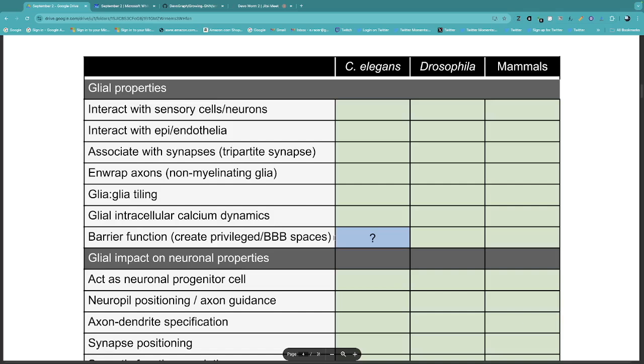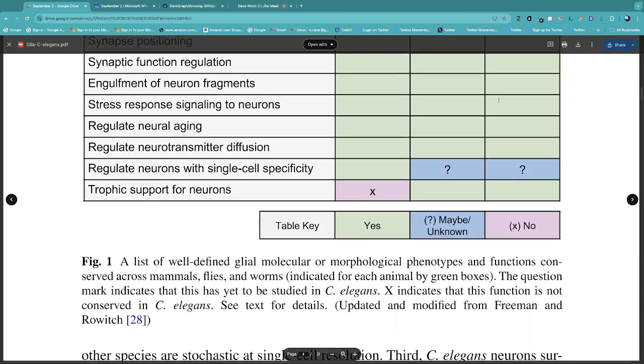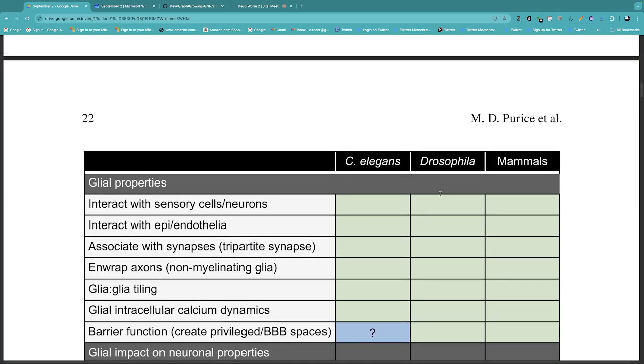And so they have a nice table here where they show the glial properties and the glial impact on neuronal properties in the context of C. elegans, Drosophila, and, in this catch basin category, mammals, which of course is wildly diverse, but different from C. elegans and Drosophila. So we have this table key: yes, maybe unknown, or no, and we actually have a lot of commonalities between C. elegans, Drosophila, and mammals, despite a large taxonomic distance.